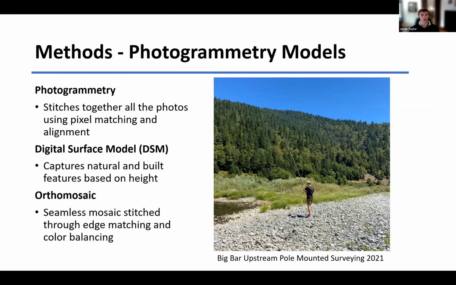As mentioned before, we use a pole-mounted camera to capture hundreds of images and put them together through a process known as photogrammetry or structure from motion. Photogrammetry, in simple terms, stitches together all the photos using pixel matching and alignment, then uses principles of perspective, geometry, and optics to calculate a 3-dimensional surface known as a digital surface model. The resultant digital surface model, or DSM, of the ground surface captures the variation in heights over the site.